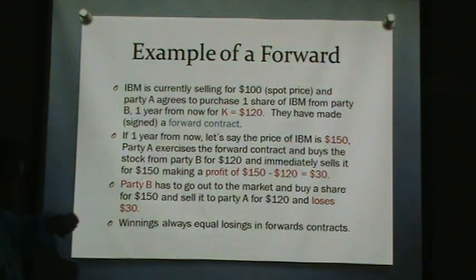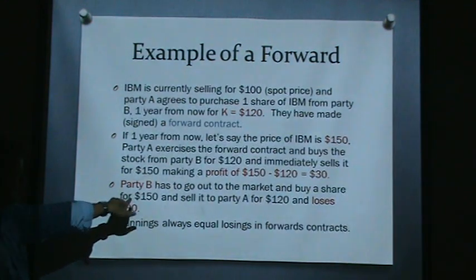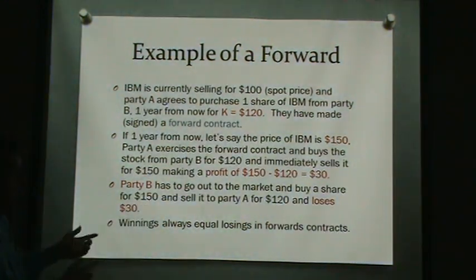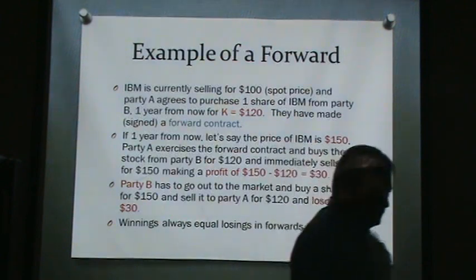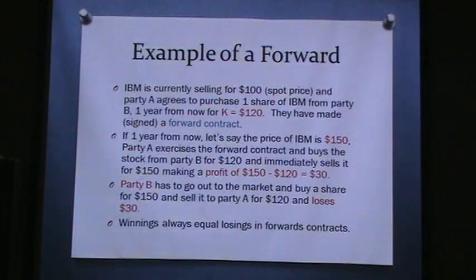So party B has to go out to the market and buy the share for $150 and then sell it, like they agreed, to party A for $120, and therefore loses $30. Winnings always equal losings in forward contracts. So you're just alternating the risk, they're moving risk from one person to another.